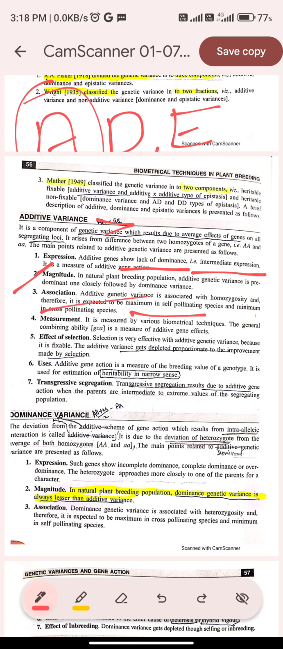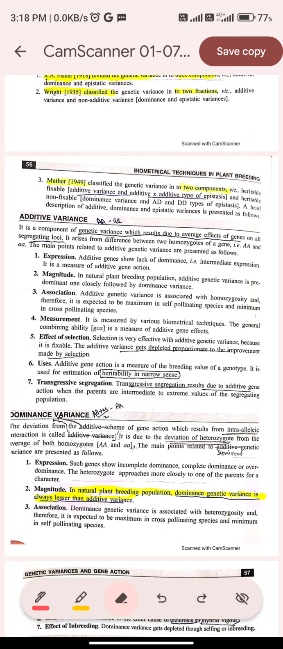How will we measure this additive variance? Additive variance is measured by various biometrical techniques. The component is mainly GCA. Additive variance is measured by GCA. GCA is nothing but general combining ability. We will describe in upcoming chapters what GCA is.